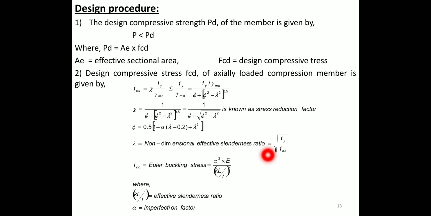This chi is nothing but the stress reduction factor, where lambda is the non-dimensional effective slenderness ratio, which is equal to the square root of Fy divided by FCC, where FCC is Euler's buckling stress, the ratio of pi square E divided by KL by R whole square, where KL by R is the effective slenderness ratio, and alpha we take from IS 800:2007 as the imperfection factor depending upon the class A, B, C and D.